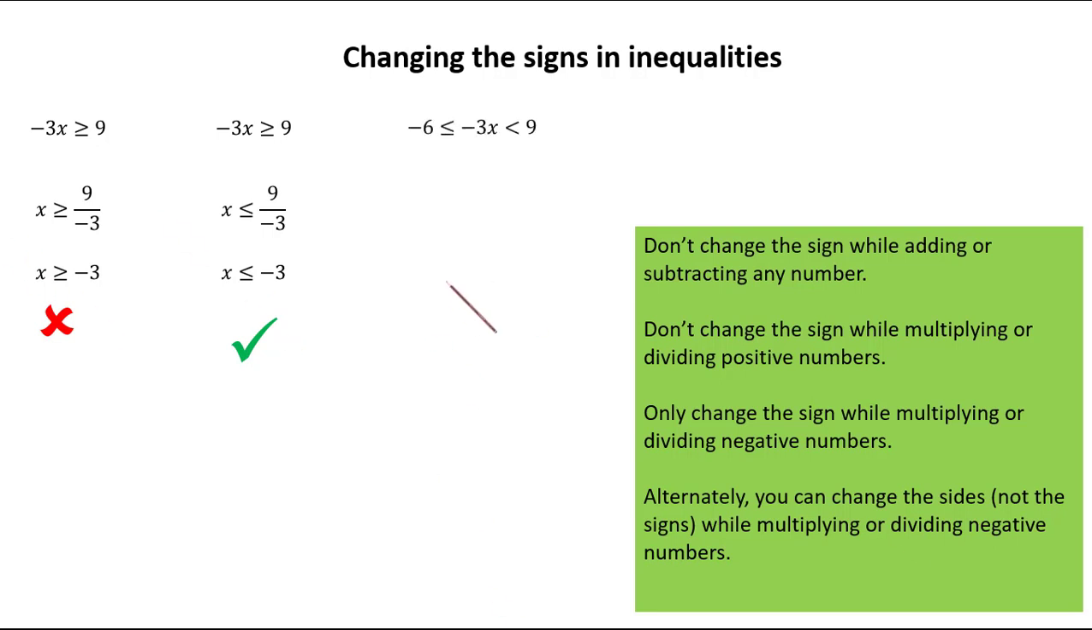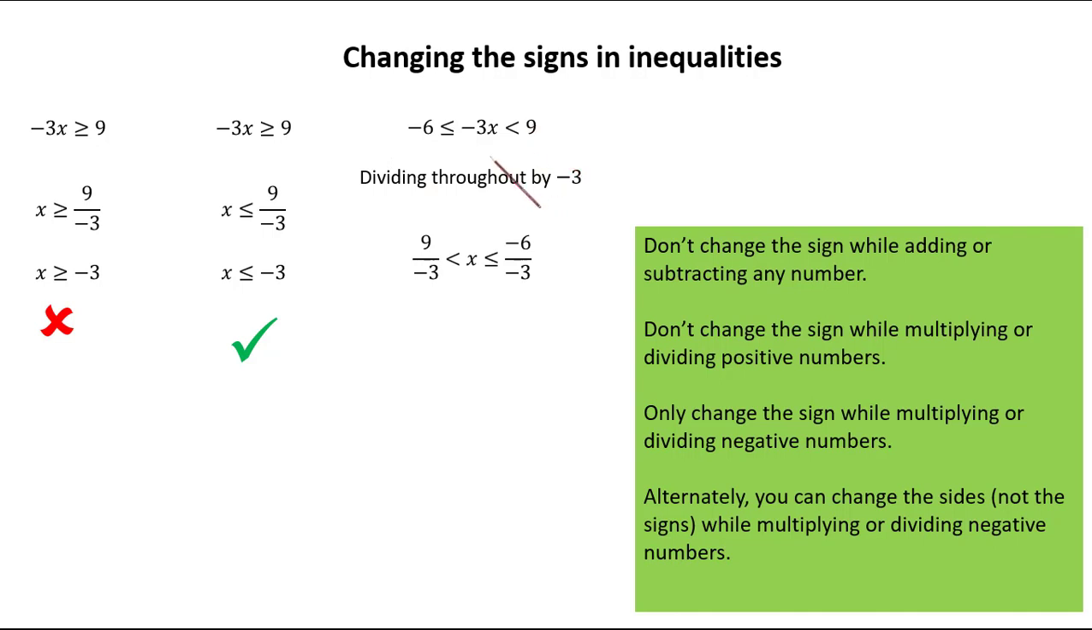Let's take another one. Minus 6 is lesser or equal to minus 3x is lesser than 9. Dividing throughout by minus 3, now we have two options. Either we can change the signs or we can change the sides. I've changed the sides over here.